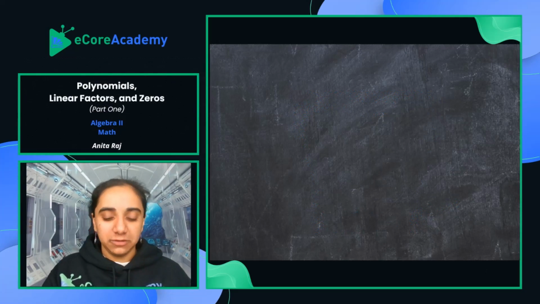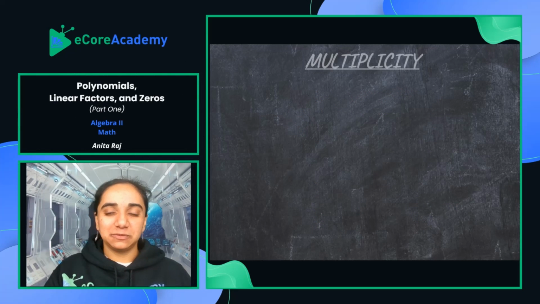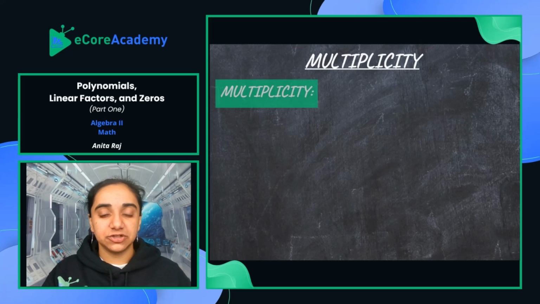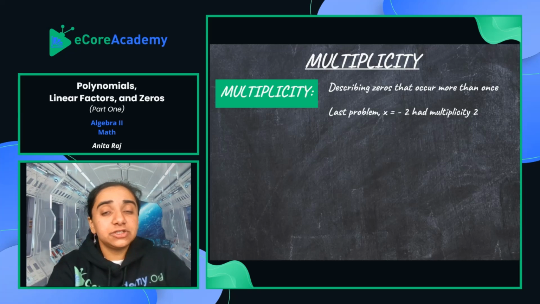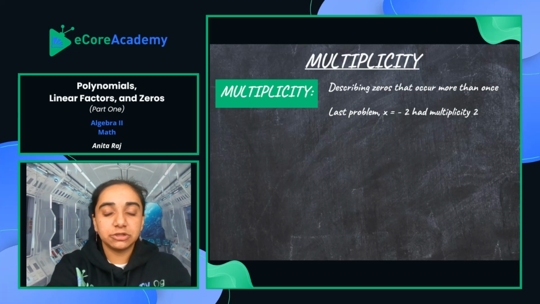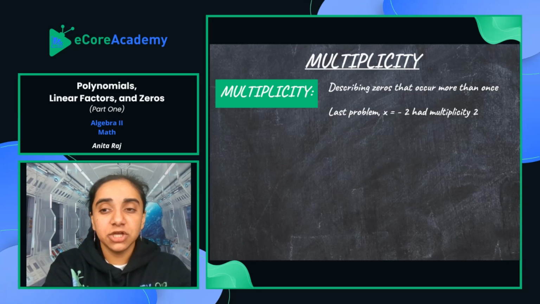Okay, so that was a very interesting calculator problem. So let's get into a topic called multiplicity that you saw in that last problem that you might not have understood. So let's address that. So what does multiplicity mean? Well, it's a term that describes zeros that occur more than once. So if you think of multiplicity, it's almost like multiple. So multiple means numerous or more than one. So this term pretty much describes when you have zeros that occur more than one time.